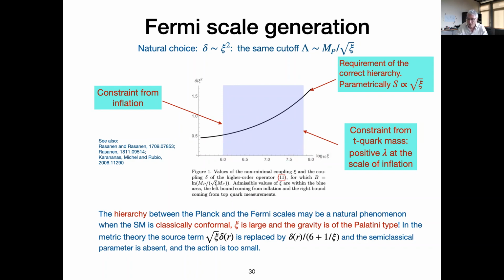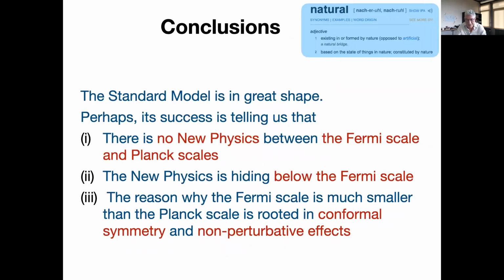Then there is a constraint coming from the top quark mass. We know what the top quark mass is with some accuracy. We want the value of the scalar self-coupling to be positive at the scale of inflation, and this puts this upper bound. Okay, so within this square, everything works. Inflation works, and the electroweak scale is much smaller than the Planck scale. So I'm finished. One remark is that if you do the same in metric gravity, then this large parameter psi doesn't help, because it doesn't show up in any of the formulas. So I'm coming to my conclusions.